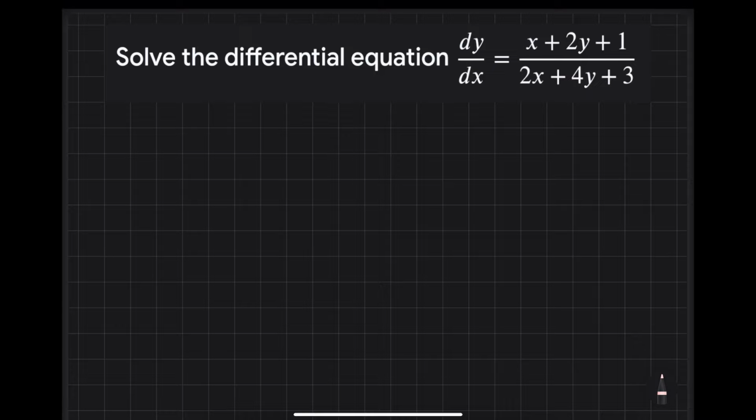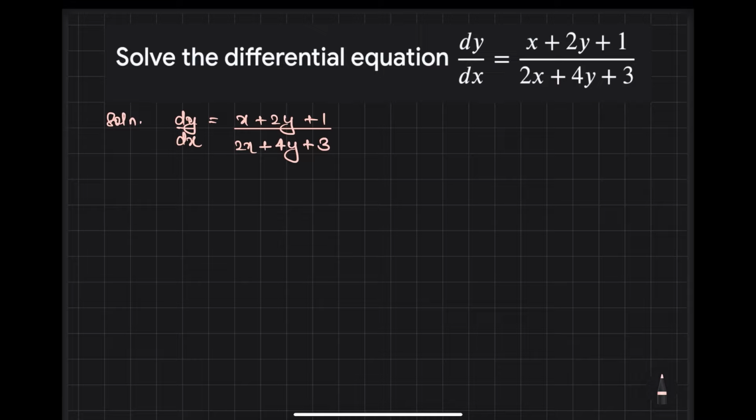So, we got a wholesome new problem which says solve the differential equation. Look at this, how we will approach this question. We have dy by dx equals (x plus 2y plus 1) upon (2x plus 4y plus 3). Now look at this. What should we think?